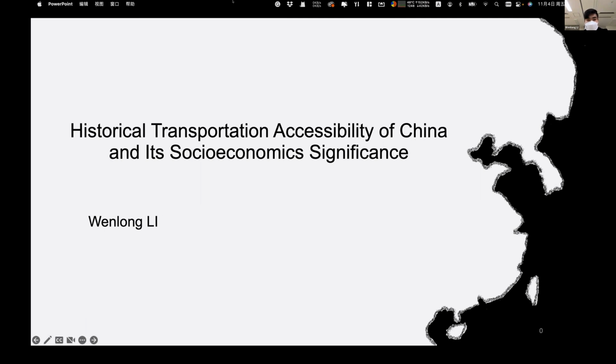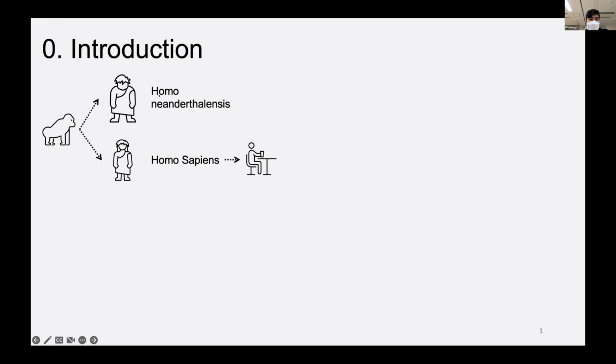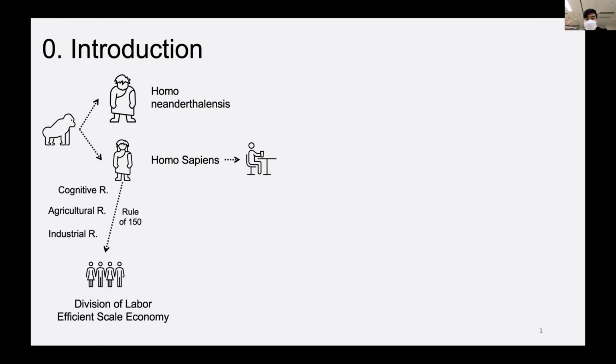Why do I want to do this kind of research? Actually, if we look at the development of humankind, why can we survive? The very important reason is that we can communicate with each other in a very efficient way and unify each other. The agricultural revolution and the industrial revolution, their essence is the same. Based on advanced technology, we promote the division of labor and induce a more efficient scale economy.